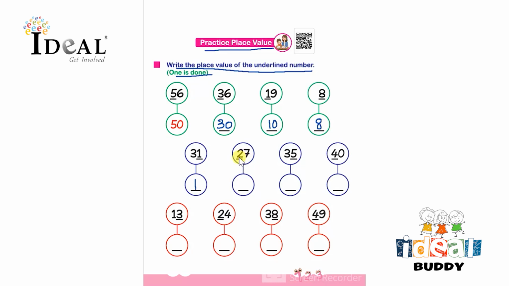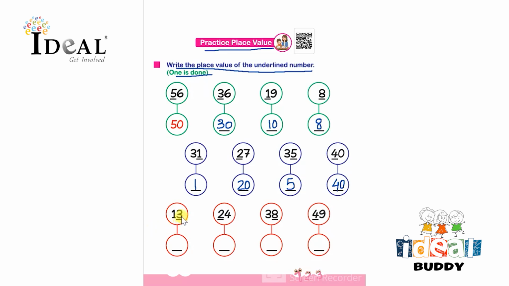In 27, the place value of 2 would be 20 as 2 is at the tens place. In 35, the place value of 5 would be 5 as it is at the ones place. In 40, the place value of 4 would be 40 as 4 is at the tens place. So 4 tens is 40.